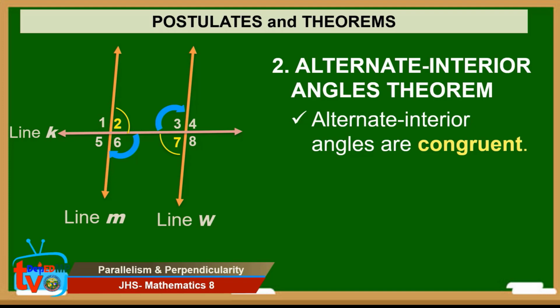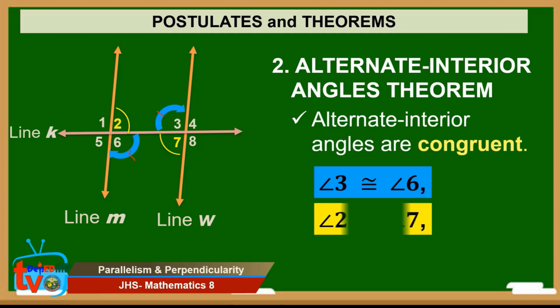From our figure, we can say that angle 3 is congruent to angle 6, and angle 2 is congruent to angle 7. So, if angle 3 is equal to 110, then angle 6 is equal to 110. If angle 2 is equal to 70, then angle 7 is also 70 degrees.